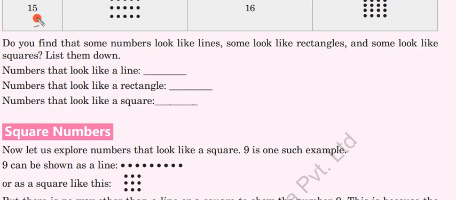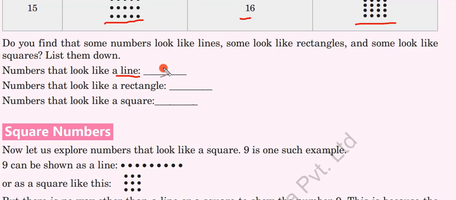Now we can see here the number 15. The number 15, again, is an odd number, so it is forming a rectangle. And the number 16, which is an even number, is forming a square. So they are asking, what do the lines look like? Which are the numbers forming a line? They are definitely the prime numbers.